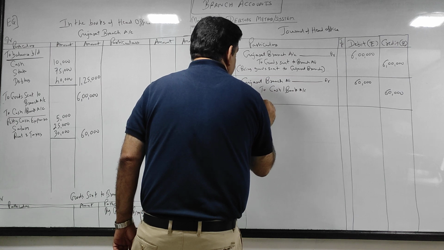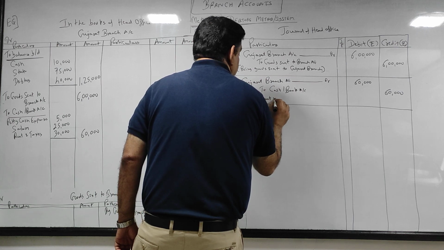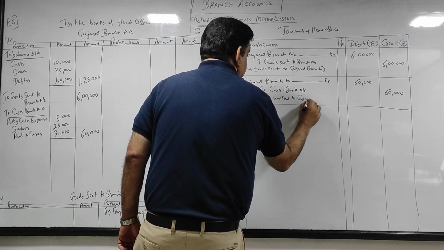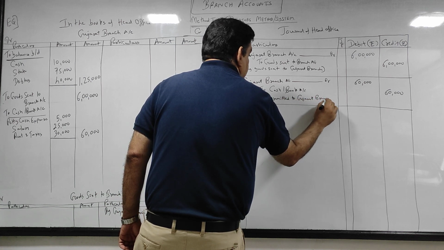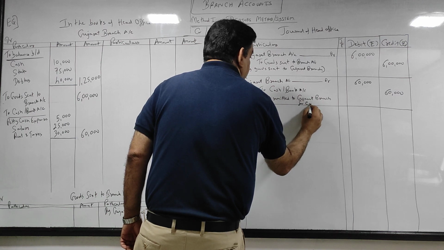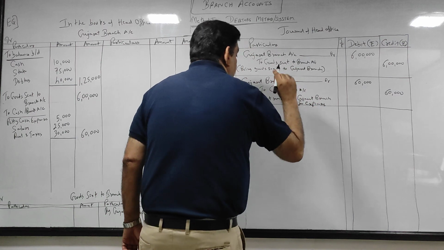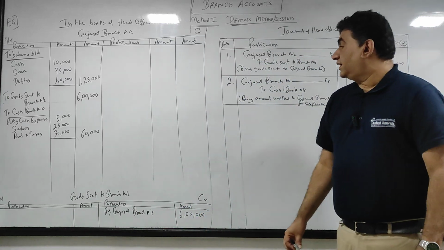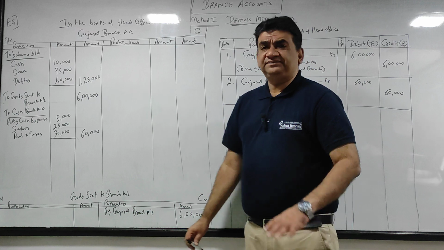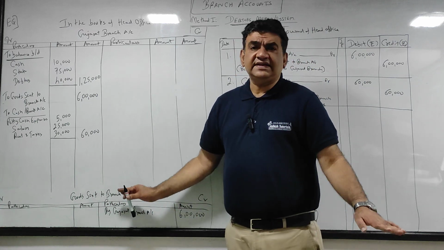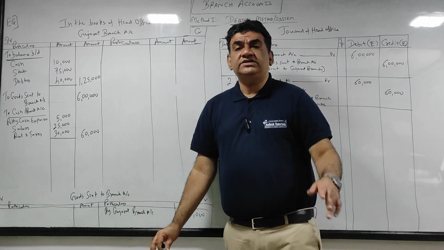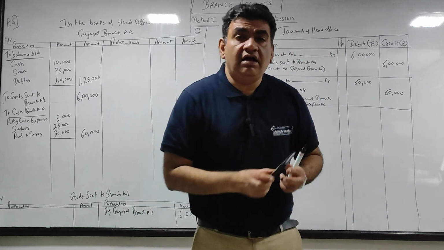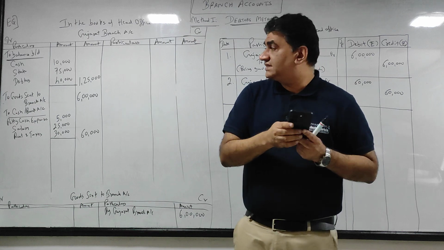Being amount remitted to Gujarat branch for expenses. Being amount remitted to Gujarat branch for expenses. Getting it now? Very simple. This is understand the concept. समझो तुम्हारा 50% of the remaining sums is already done. थोड़ा बहुत variation आएगा बाद में. Got it? Now guys listen.